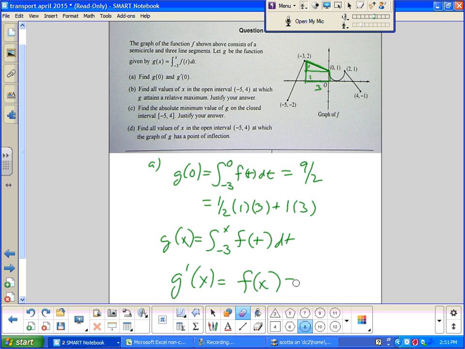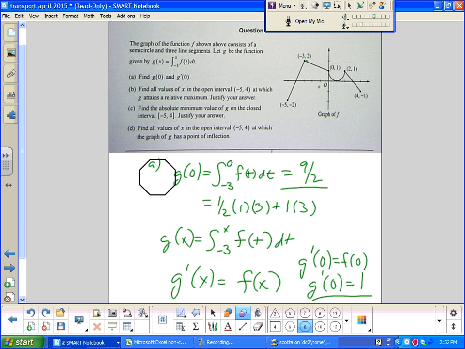So g prime of 0 equals f of 0. So the value at f of 0, you guys agree, is 1? So this equals 1. Give yourself a point for 9/2. Give yourself a point for 1. That's all there is to it. 2 points. Really fast.